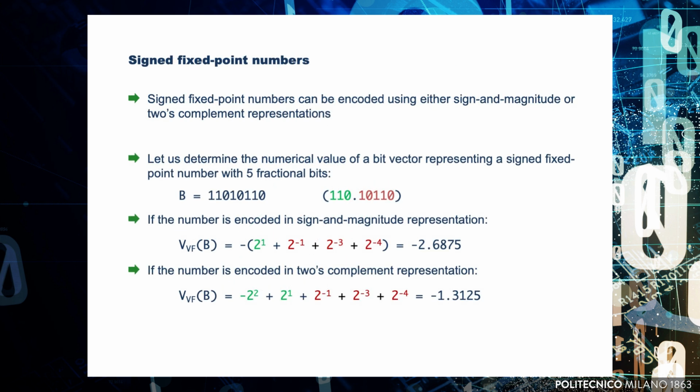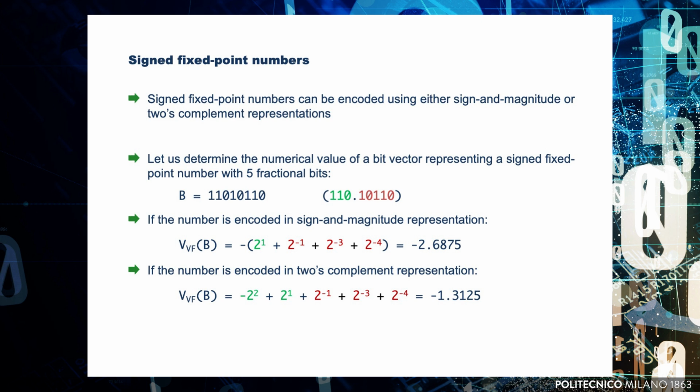The sign in a fixed point number can be encoded using the two representations previously introduced, sign and magnitude and 2's complement. Let us consider the bit string 11010110 as an example, assuming 5 fractional bits. In the sign and magnitude representation, the most significant bit represents the sign, in this case negative, while the remaining bits define the magnitude. Each bit equal to 1 contributes according to the power of 2 corresponding to its position. Summing these contributions and applying the negative sign, we obtain the value minus 2.6875.